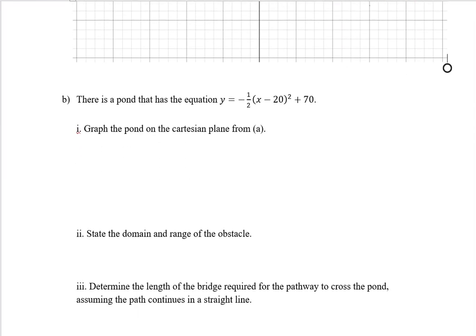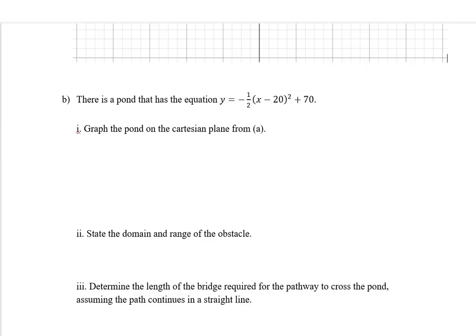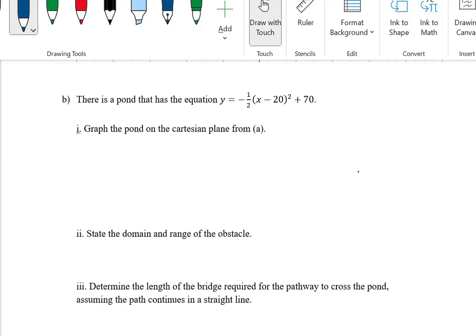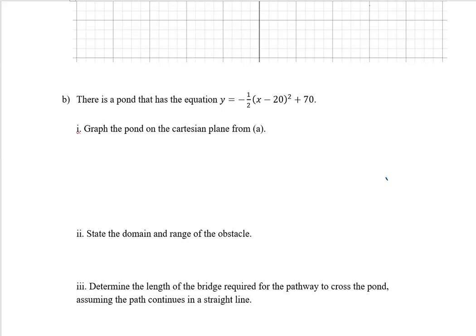So this here says there is a pond that has the equation y equals negative a half, x minus 20 in brackets to the power of 2, plus 70. So again, we are just going to look at where the turning point is, because it's wanting us to graph. So the turning point is just going to be when x is 20, y is 70.